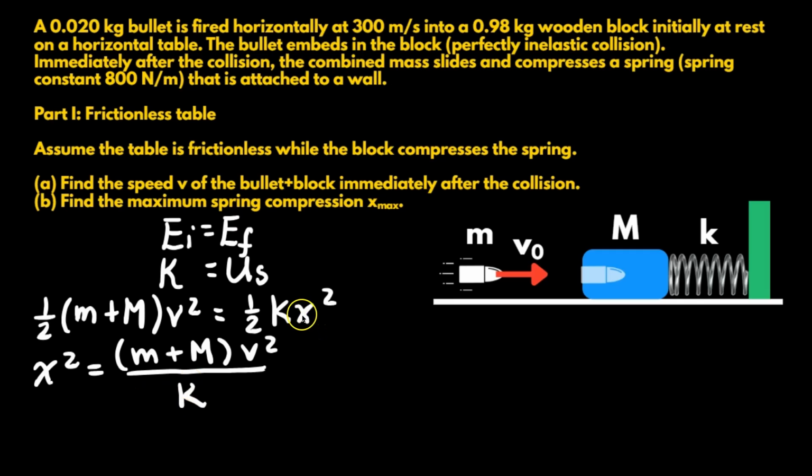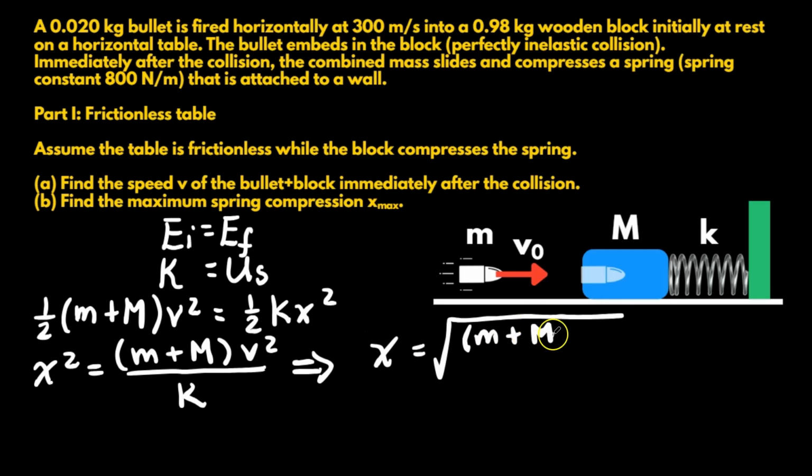We're going to first isolate x squared by multiplying by 2 on both sides. That gets rid of the 1/2, and then dividing by k on both sides. And that gives us x squared is equal to little m plus big M times v squared divided by k, where k is the spring constant of the spring. Next, we're going to take the square root of both sides to solve for x, and we get that x is equal to the square root of little m plus big M times v squared divided by k, the spring constant.